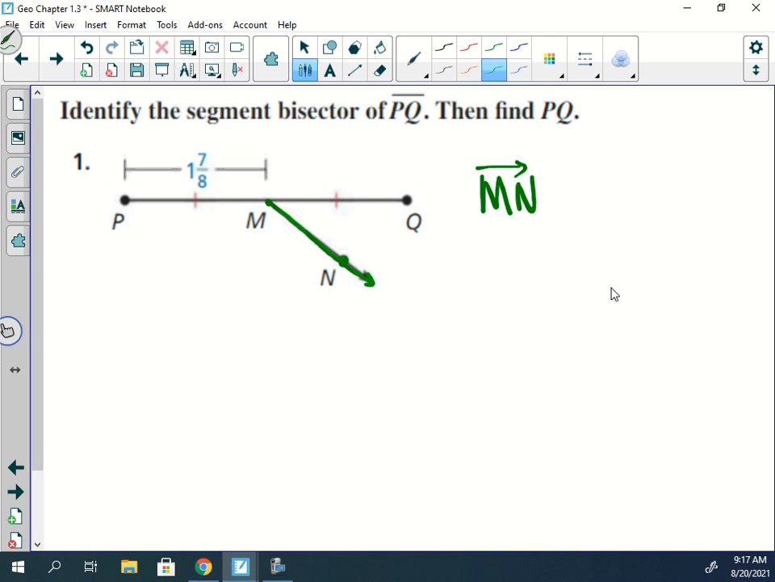Well, P to M is 1 7/8. M to Q is what? 1 7/8, because if we know it's a segment bisector, it means it cuts it in half. It cuts it in exactly half. And again, we're wanting to find the length of the entire line. So what do we need to do? We need to add those two together. We need to add 1 7/8 plus 1 7/8.